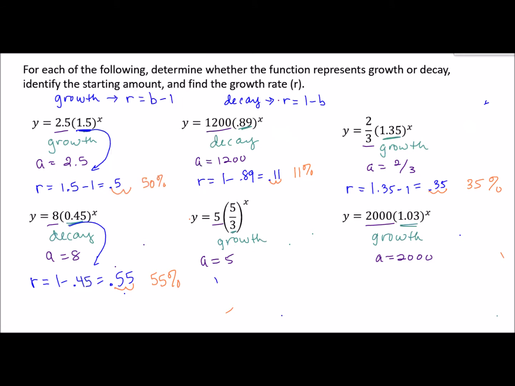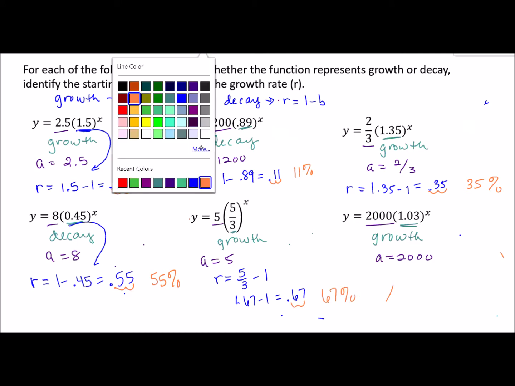Okay, we're at growth, so R is going to be B minus 1, so we're going to go 5/3 minus 1. Ooh, that's a decimal fraction, right? Turns it into a decimal. So 5/3 is like 1.67. So that's going to be 0.67 and convert it back to a percentage. That one will be 67%.